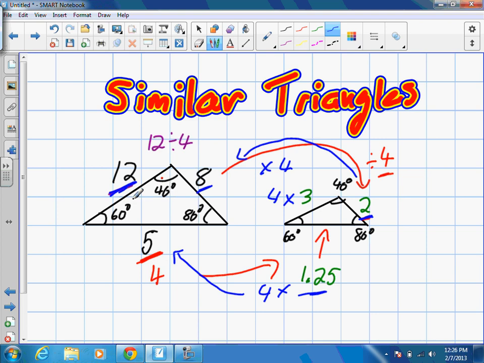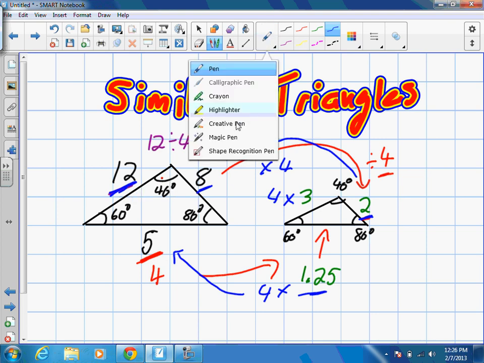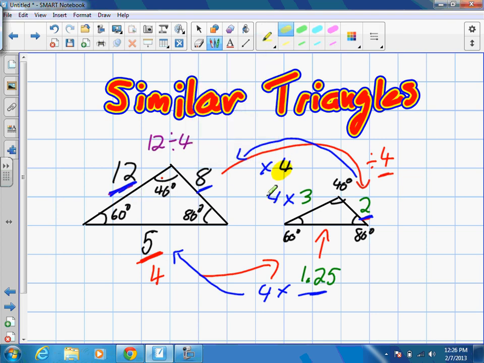But what's very important is our scale factor. Okay? Our scale factor pretty much has the same value. What changes is the operation. Whether we're multiplying or dividing is what we have to figure out. And in order to be similar triangles, again, the angles all have to be the same. It doesn't have to be a right angle, anything like that. They just have to have identical angles.